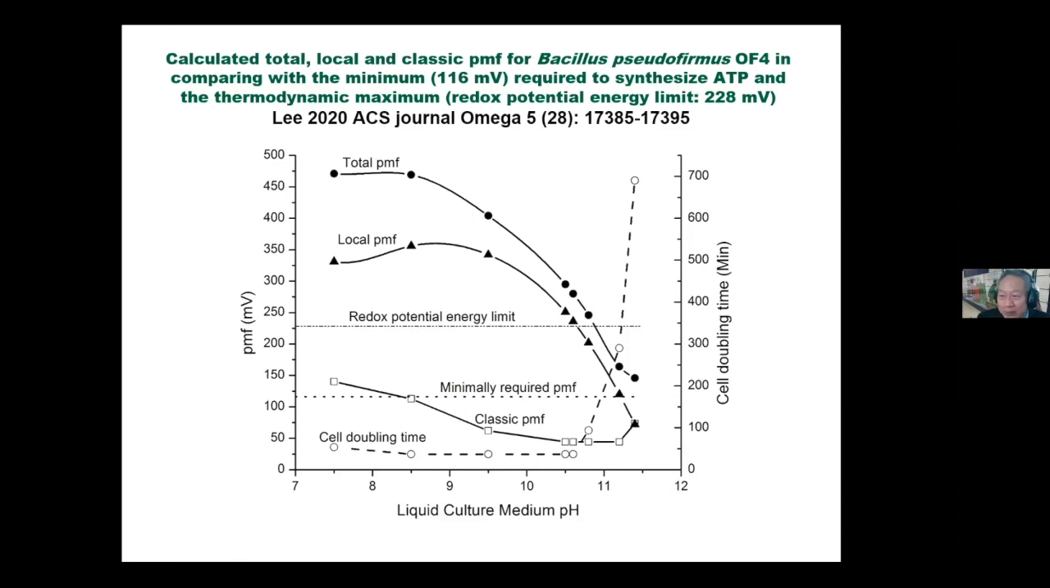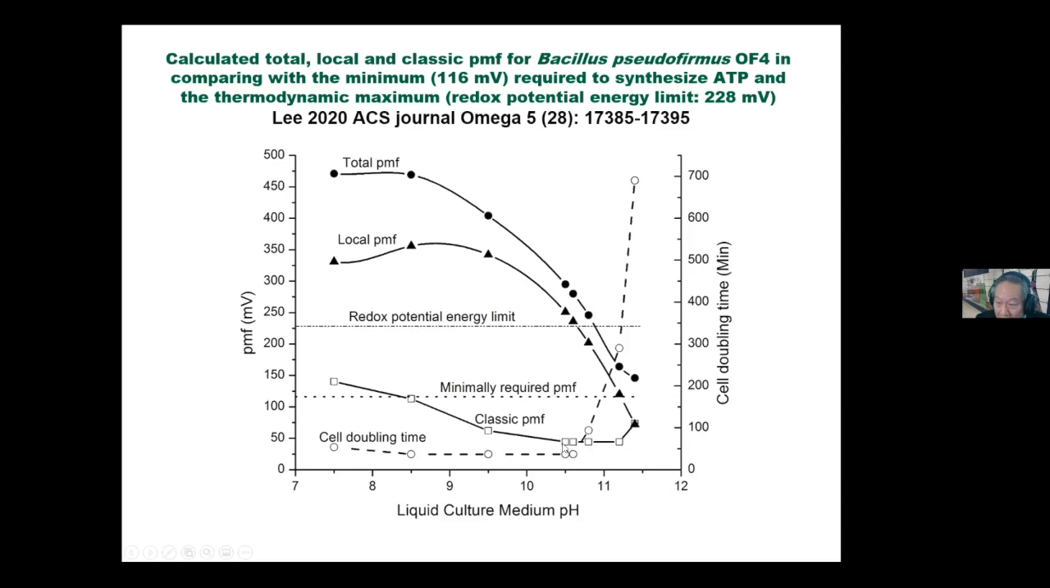This cell actually grew excellent growth. So now when the pH goes higher further, the doubling time significantly goes up. Those were the experimental observations. So you look at the textbook proton motive force equation, the classic PMF. You see, now at pH 10.5, your proton motive force is about 44.